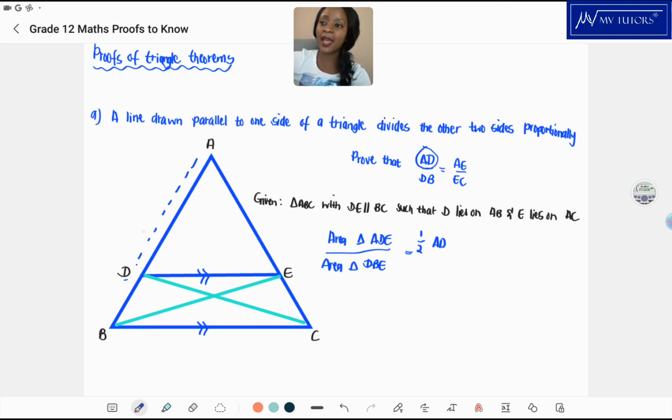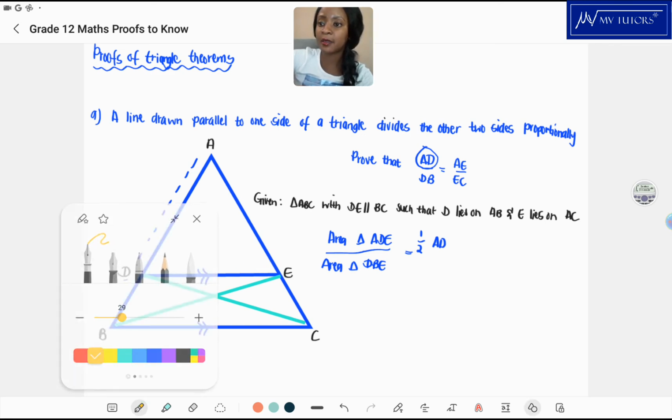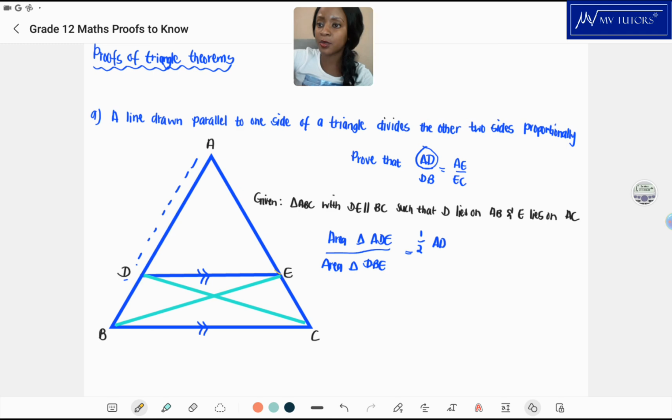Okay, so I have AD as my base, and then my height, if I take a perpendicular line and construct the height there, it would do something like this. And that would be the perpendicular height. So you see, for triangle ADE, I have a perpendicular height. I'm gonna name that height H1. All right, so I have H1 over there.